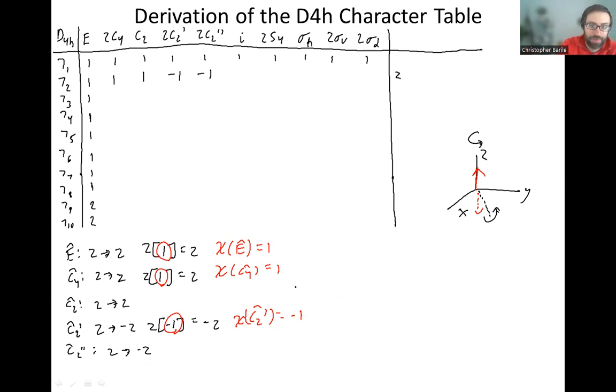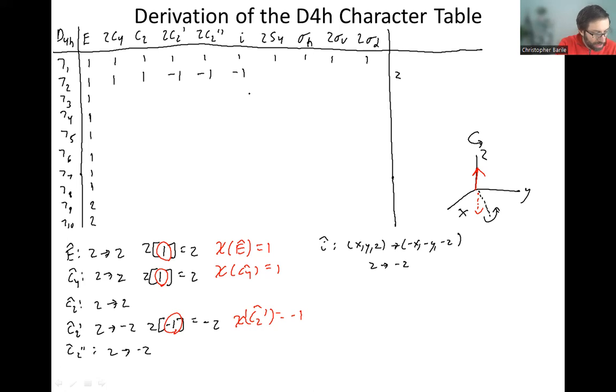And we get -1. Inversion. Remember, the definition of inversion is it takes any arbitrary point x, y, z and goes to the negative x, negative y, negative z point. So you can see from here, z clearly went to negative z. So we're going to have there a -1.